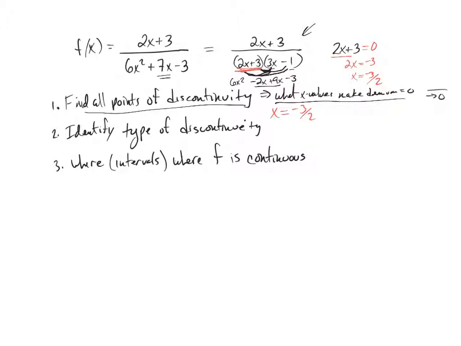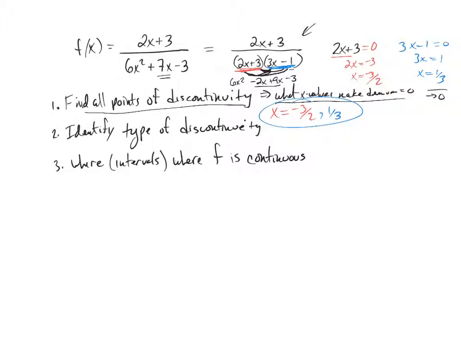Or this guy here, 3x minus 1 could equal 0, which means 3x equals 1, which means x equals 1/3. So when they ask you find all points of discontinuity, what they're really asking is what values of x make the denominator 0. Piece of cake.